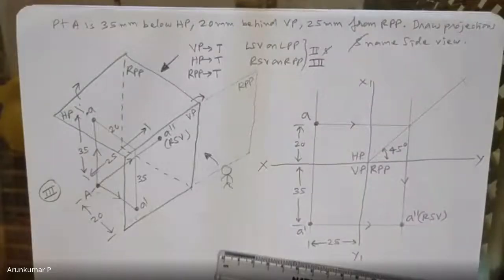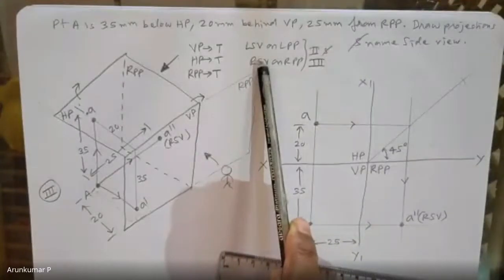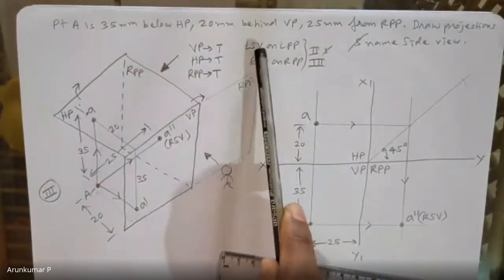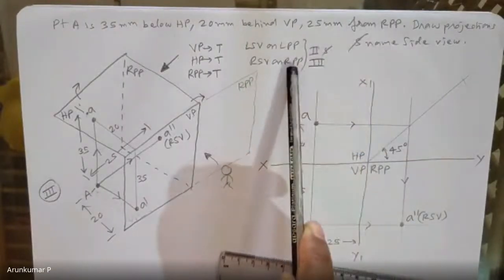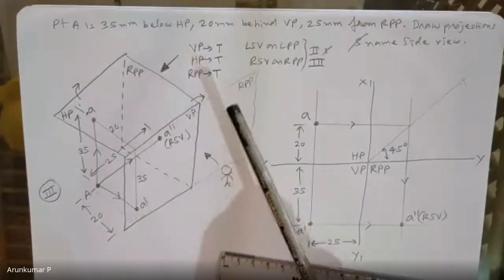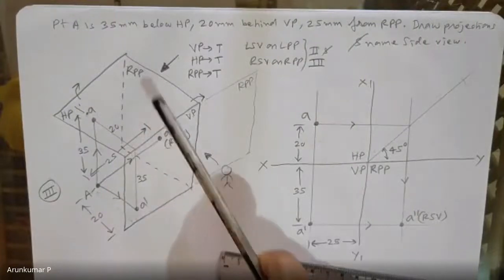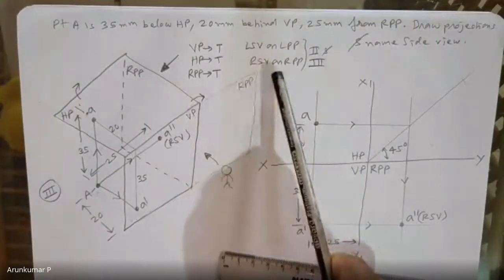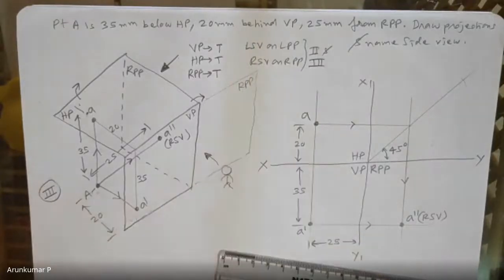Sir, left side views. Hmm? Should be left side view, sir. No, see here. Right side view on RPP. Left side view on LPP. In this case, we are talking about RPP. So it is right side view. Left side view will come on RPP in the first and fourth quadrant. In the second and third quadrant, as I have explained, left side view will be on left plane. Right side view will be on right plane.